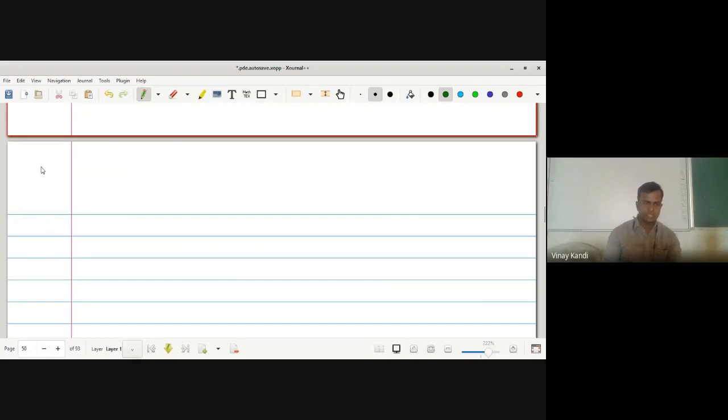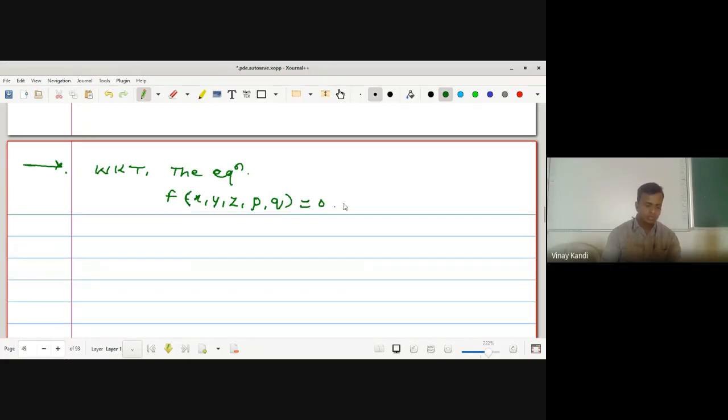We know the equations. First, f of x, y, z, p and q is equal to 0. This is equation number 1, which is given to us. Second, g is a function of x, y, z, p and q, which is equal to 0. This is equation number 2. These are the two first order partial differential equations which are given to be compatible.